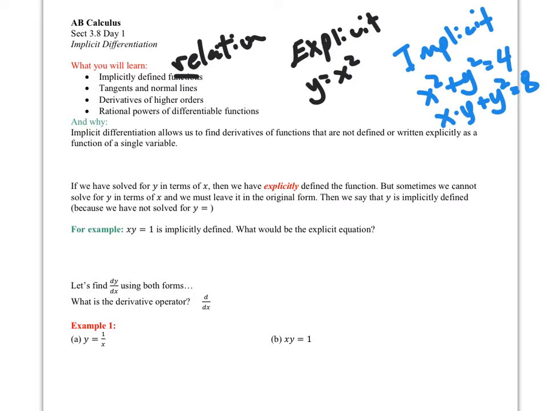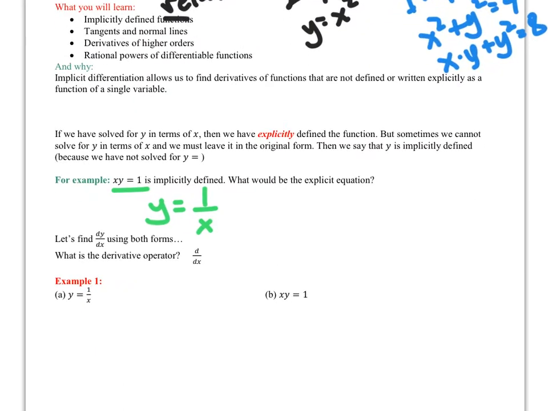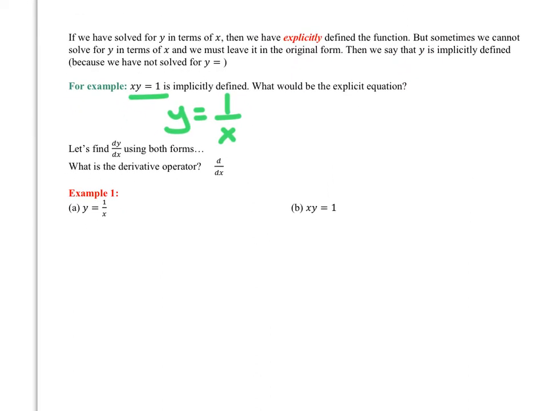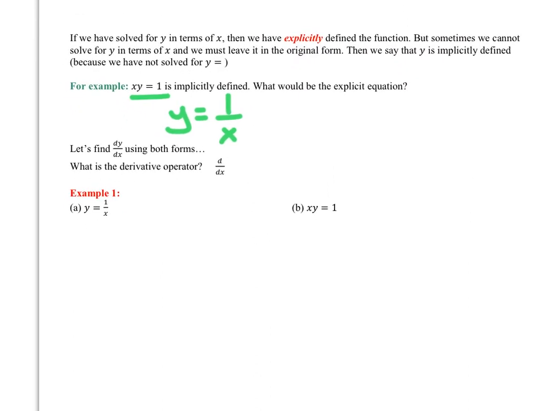So implicit differentiation allows us to find derivatives of functions that are not defined or written explicitly as a function of a single variable. If we have solved for y in terms of x, then we have explicitly defined the function. But sometimes we can't do that. For example, right here you see xy equals 1. It's implicit. What would be the explicit equation? The explicit equation would be y equals 1 over x. So let's find dy dx using both forms.